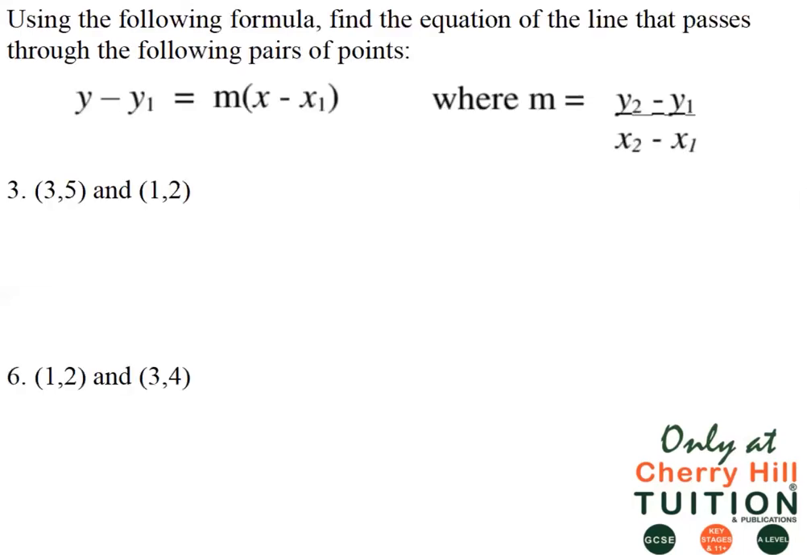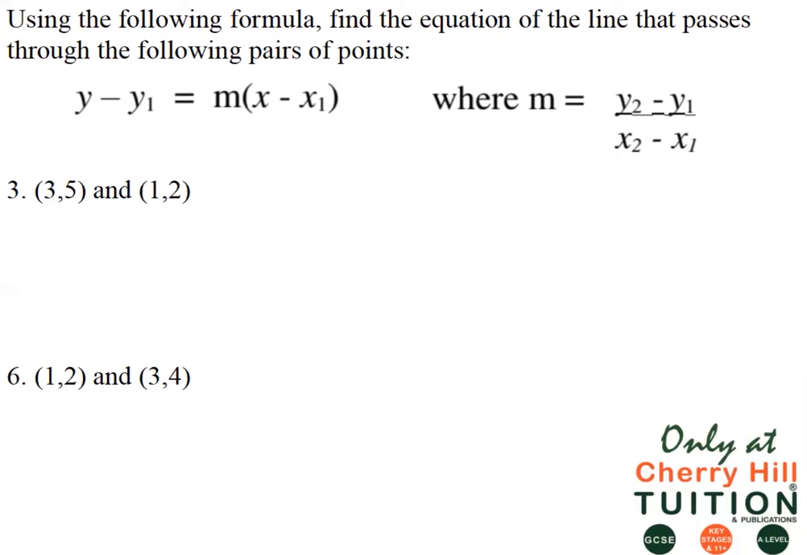You will notice that the question numbers are not consecutive and do not start from 1. This is simply because the questions refer to Cherry Hill specific material, but do not worry if you do not have access to this, as I will still cover the concepts in full. So using the following formula, find the equation of the line that passes through the following pairs of points.